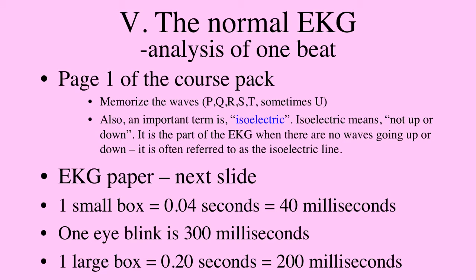As we analyze a normal EKG, on to the next slide, number 5 on the outline, we want to analyze one beat. This is where I talked a little bit about these waves, but you want to memorize the different waves on the EKG. As a maximal possibility, the waves are P, Q, R, S, and T, and then sometimes U. Nothing before or after that. Those are all the waves on the EKG. If you look at those on page 1, you'll see where they are.